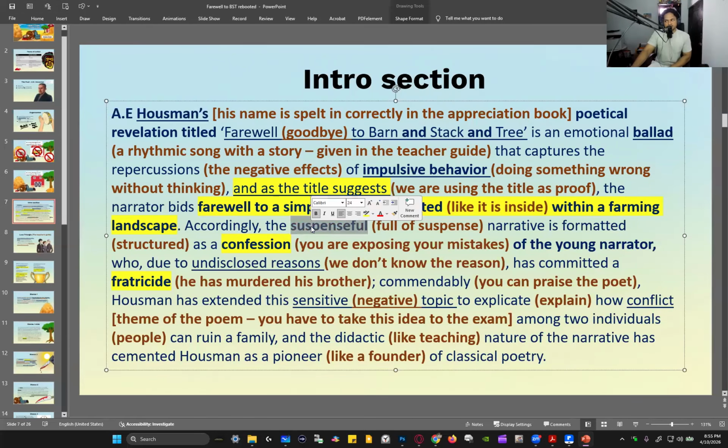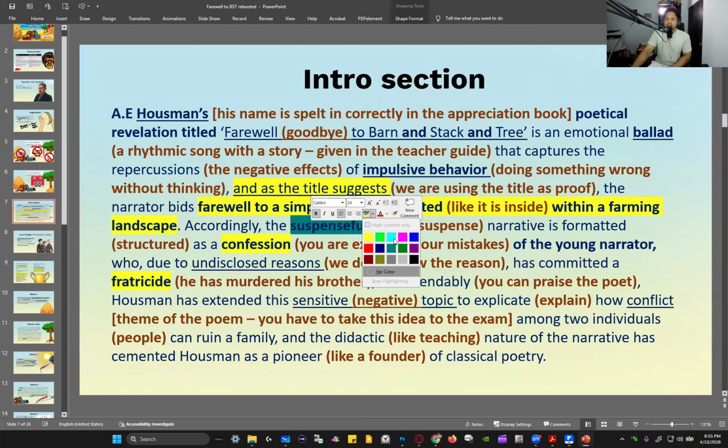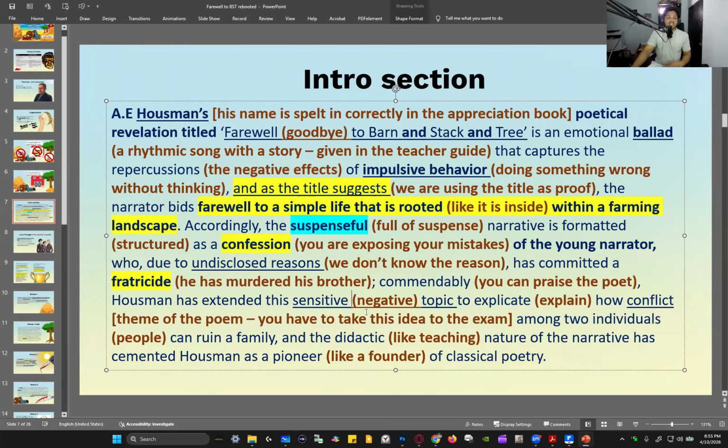But now it's suspenseful. Now there is suspense. Why is there suspense? Because we don't know why the narrator is departing. He doesn't give us a reason in the beginning. In the beginning of this poem, the narrator doesn't give us a reason.